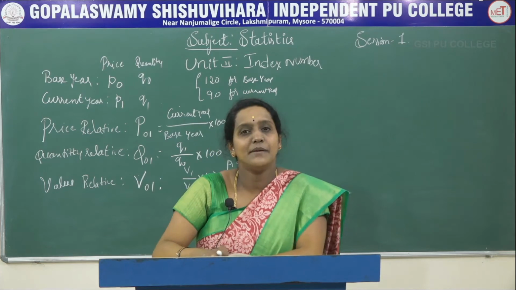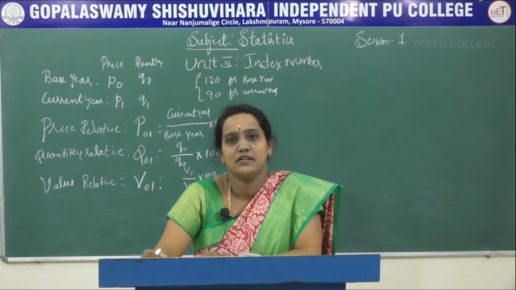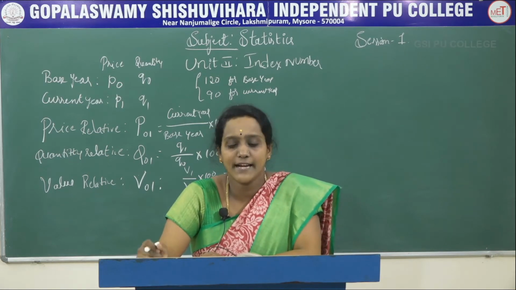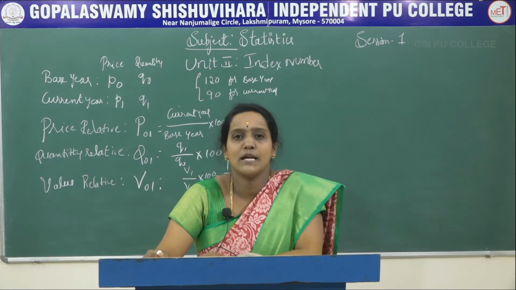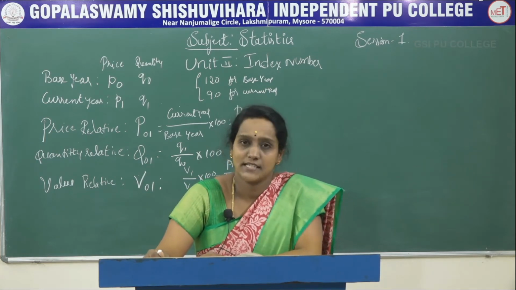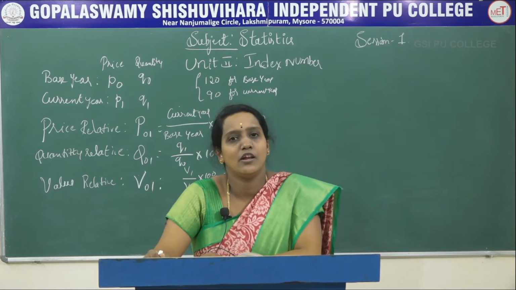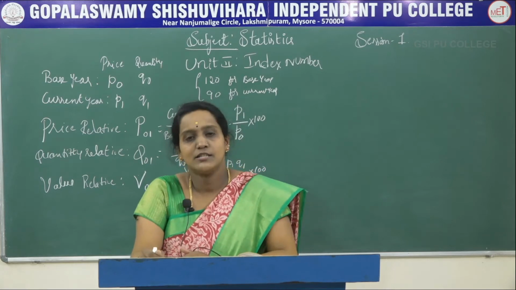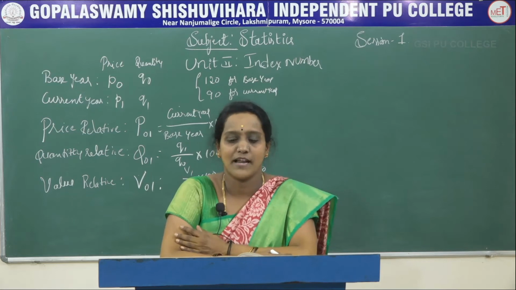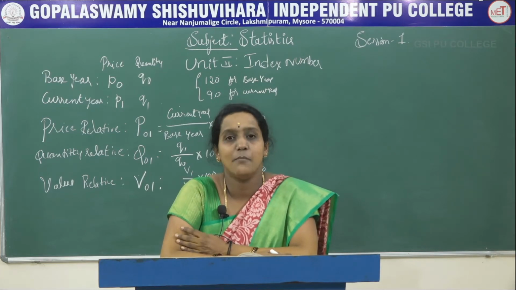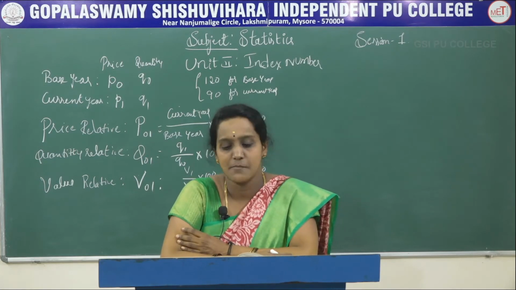Next thing is limitations of index number. Limitations are nothing but demerits or disadvantages of index number. Since index numbers are based on sample data, they are only approximate indicators. Here in index number we take only the sample, we do not consider the population. So it can give only approximate values, not the exact values, so that is a major drawback, limitation or demerit of the index number.